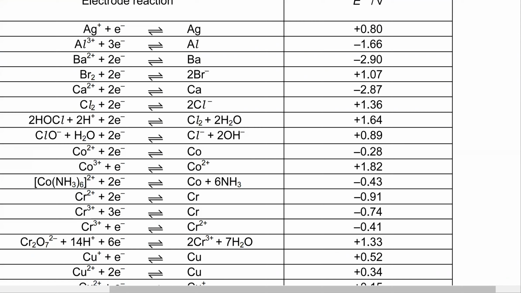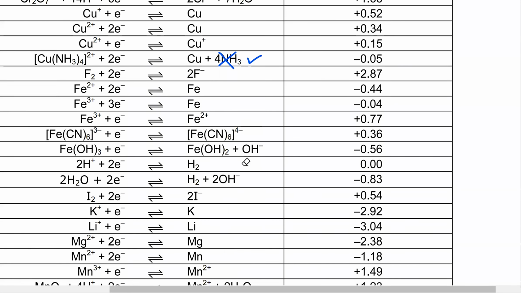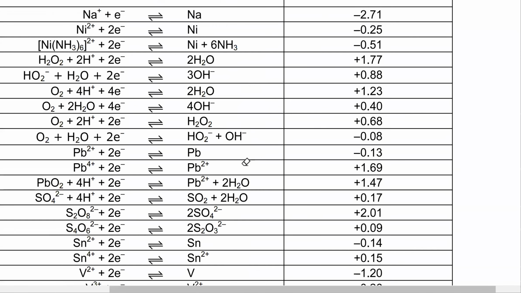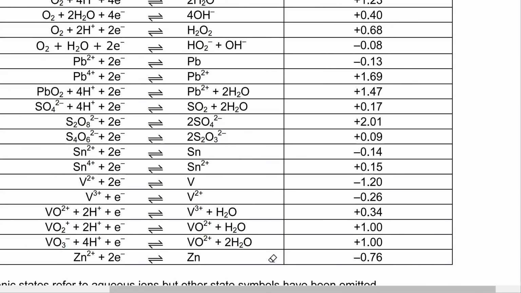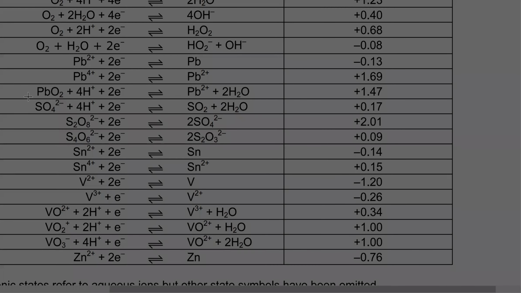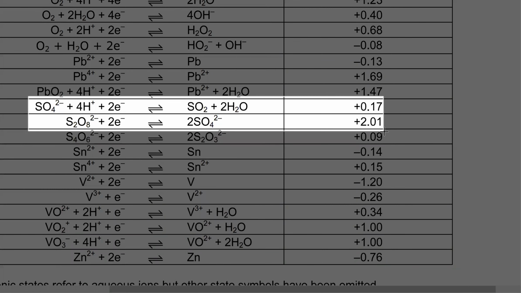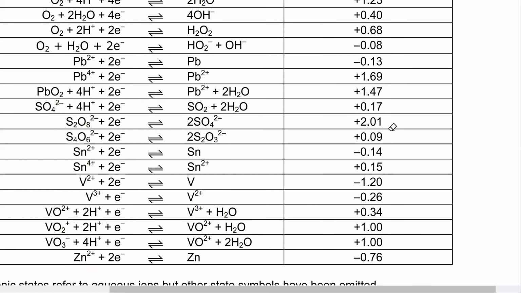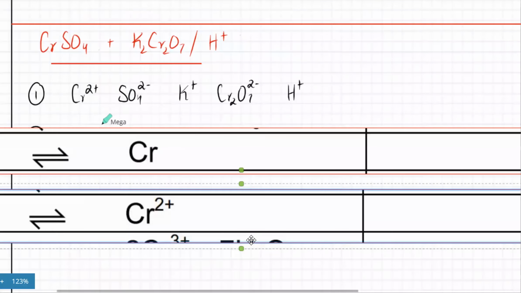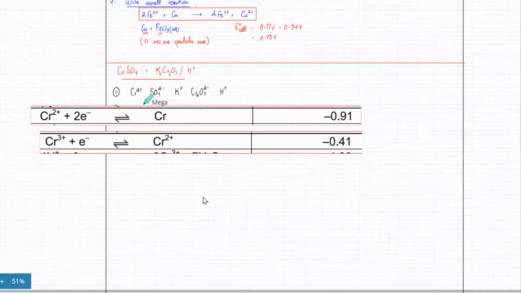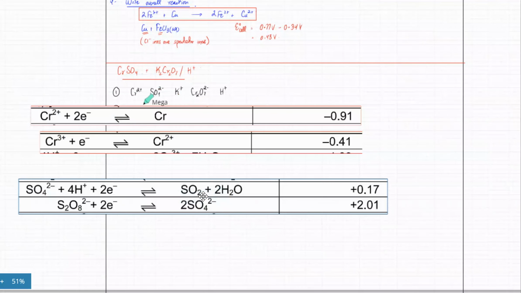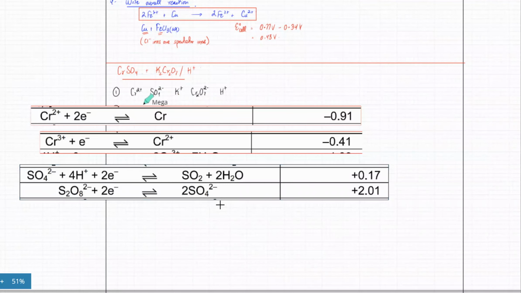SO4 minus 2, I'll just pick SO4 minus 2. Where's SO4 minus 2? Anywhere I see something happening to SO4 minus 2, I'm going to write that down. And I see 2 equations for SO4 minus 2. There's SO4 minus 2 in this one, and there's SO4 minus 2 in the other one as well. So let's pick both of them. So here are my SO4 minus 2 equations.